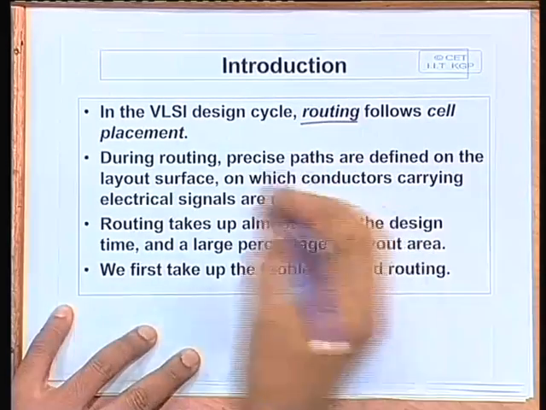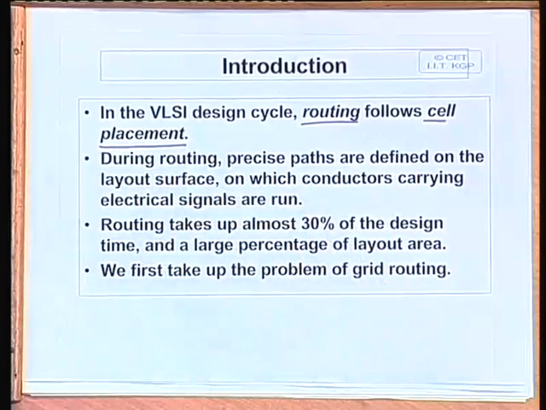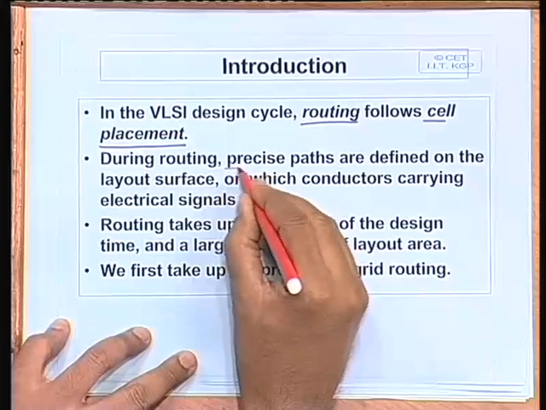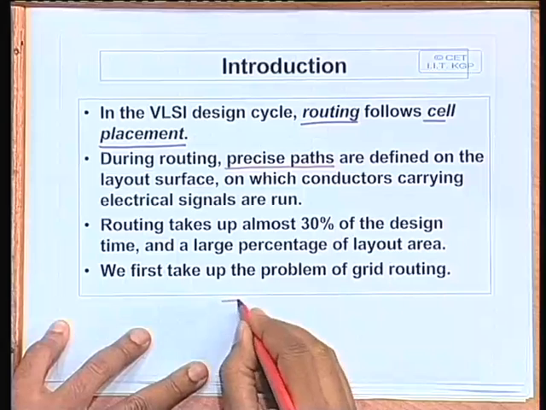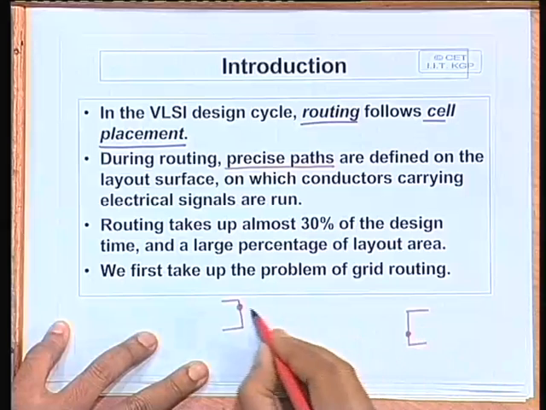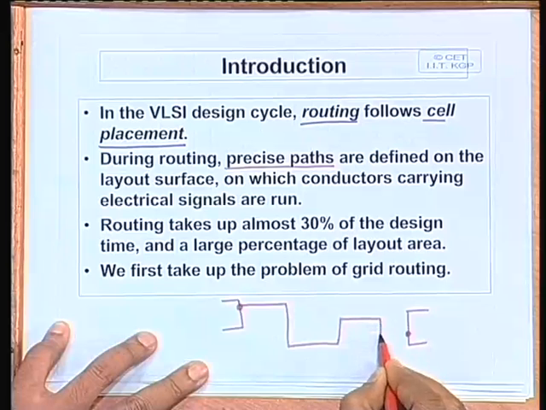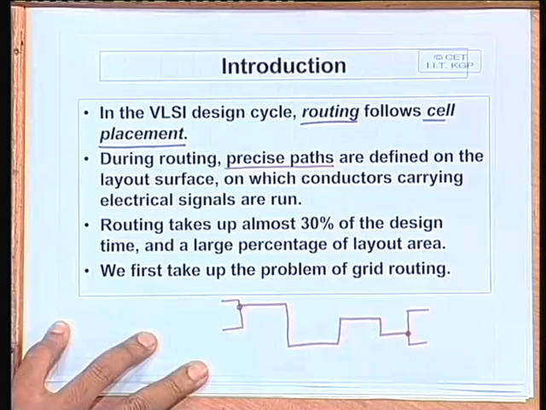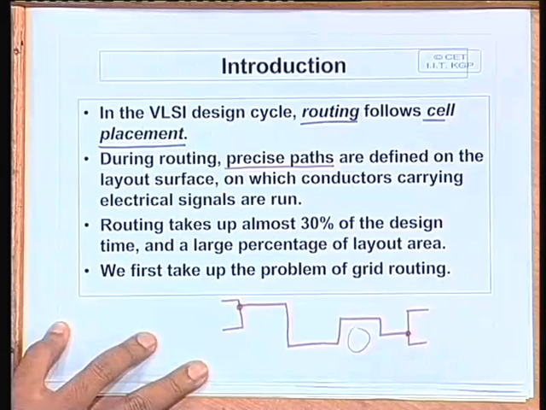The process of routing will obviously follow the process of cell placement in the VLSI design cycle. When we say that we are trying to carry out routing, we are actually trying to find out the exact or precise paths through which the conductors will carry the signal from one point to the other. For example, if this is one pin of a block, this is another pin of a block, we may have to route the signal like this if there are obstacles in between. This may denote the routing path. If there are obstacles in between, you cannot have a straight Manhattan path, the minimum distance one.